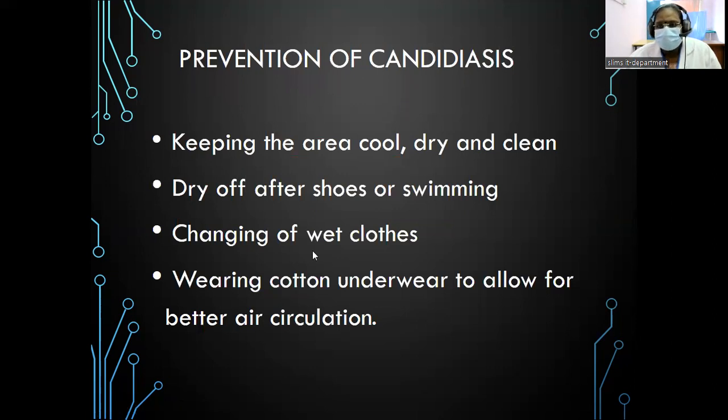Candidiasis can be diagnosed clinically itself. If there is any doubt, we can do a 10% KOH mount and see pseudohyphae under the microscope. Then we can treat the patient topically. If systemic treatment is needed, we can go for azole antifungals.